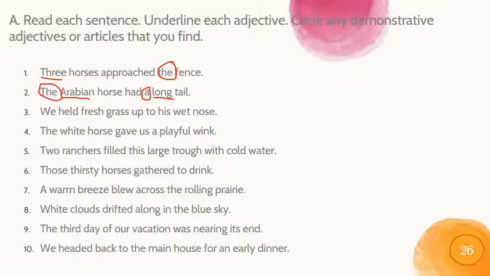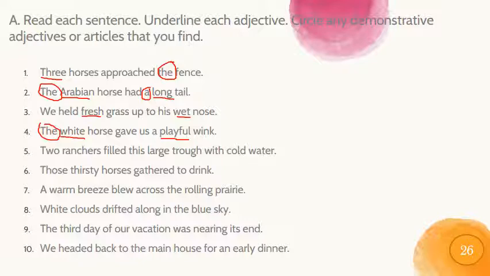3. We held the fresh grass up to his wet nose. We held the fresh grass. Fresh is an adjective. Up to his wet nose. Wet is an adjective. 4. The white horse gave us a playful wink. The is an article. White horse. White describes the color of the horse. It's an adjective. Gave us a playful wink. Playful is an adjective because it describes the wink.